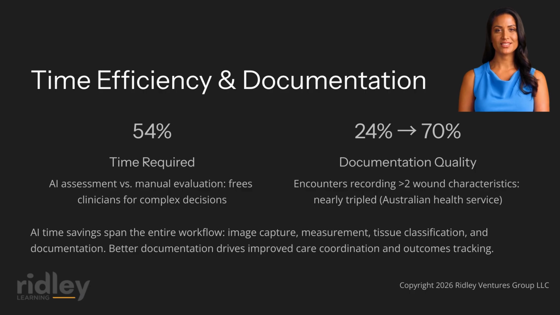AI-assisted documentation systems also enhance the completeness and consistency of wound records. In the Australian Health Service evaluation, implementation of an AI wound assessment application resulted in wound documentation improving significantly, with the proportion of encounters including more than 2 documented wound characteristics increasing from 24% to 70%. That improvement in documentation quality has downstream implications for care coordination, quality reporting, and outcomes tracking across healthcare systems.